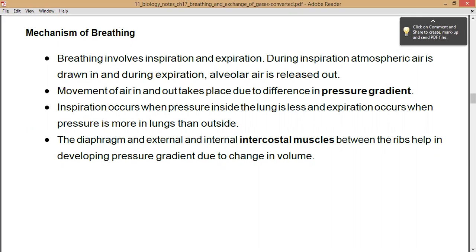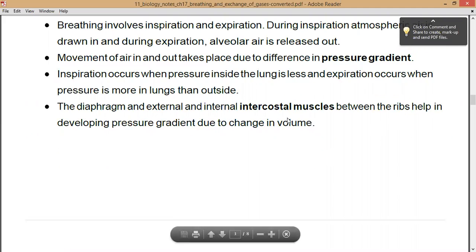So the diaphragm as well as the intercostal muscles present between the ribs, these three help in developing the pressure gradient. Whatever pressure needs to be developed is developed with the help of the diaphragm and the intercostal muscles, and this leads to the change in volume, right? This is how the mechanism, or we can say the breathing, takes place.